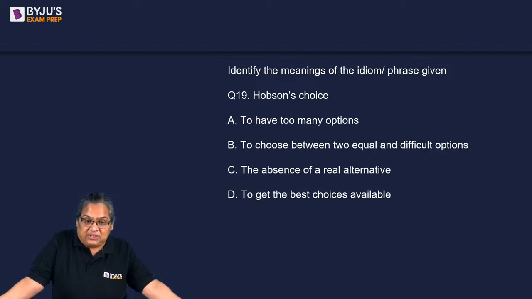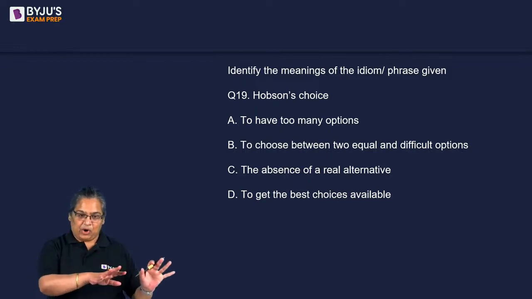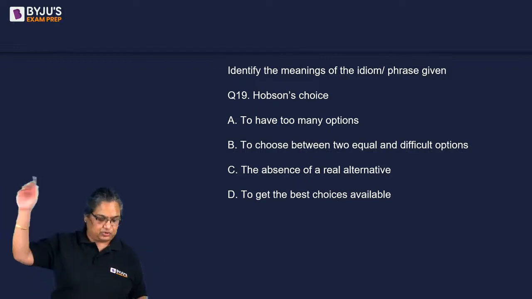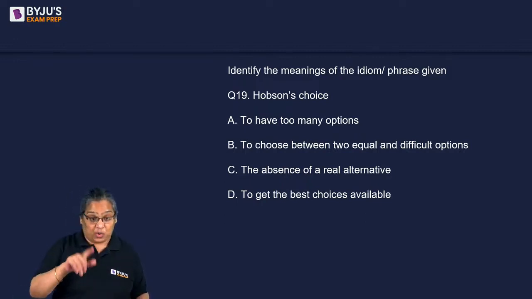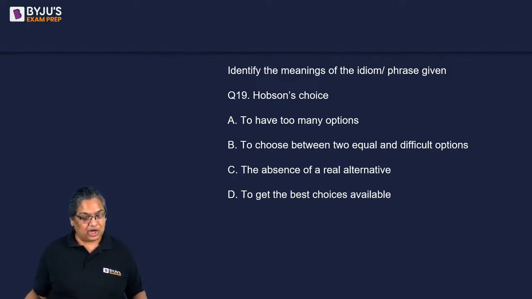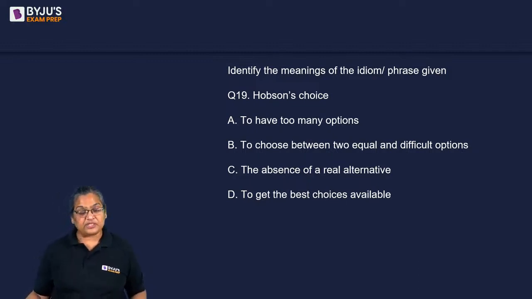Hobson was an innkeeper. He used to keep horses. In those days, people used to travel by horses, and they would take a horse from one place to another, and then from there, from that innkeeper, they would take another horse to the next destination, because one horse can't take them throughout the journey. Now, the innkeeper would give travelers who wanted to rent a horse for a night or for a day a choice: take the first horse next to the door or don't take any.